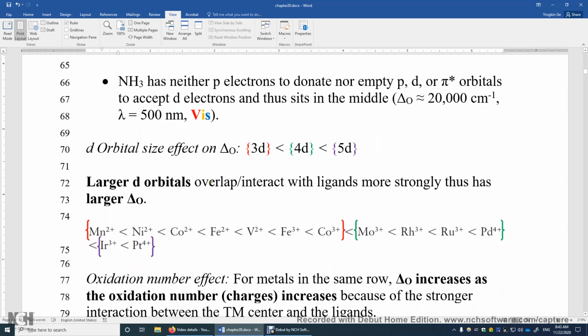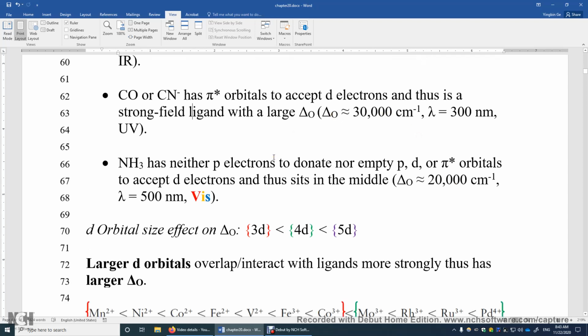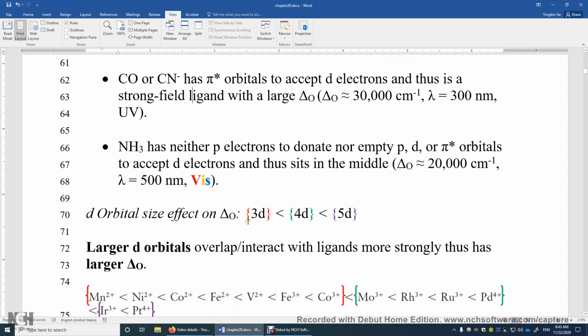All right, and then we'll talk about the metals. The identity of the metals also affects delta O. So it's not just that you look at the ligands and then it's going to be 10,000, 20,000, or 30,000. You still need to look at the metals, all right? So if you have 3D versus 4D versus 5D transition metal elements, they have different delta O's, even if the ligands are the same.